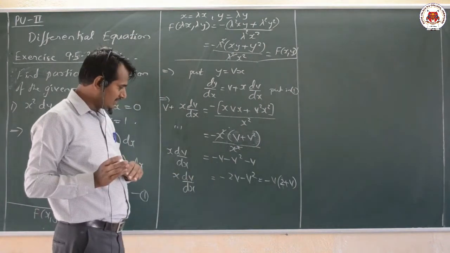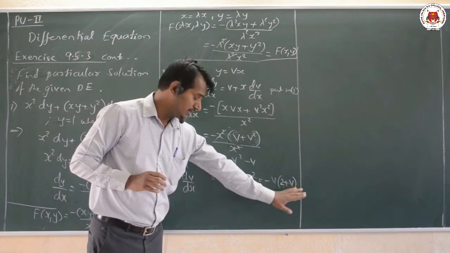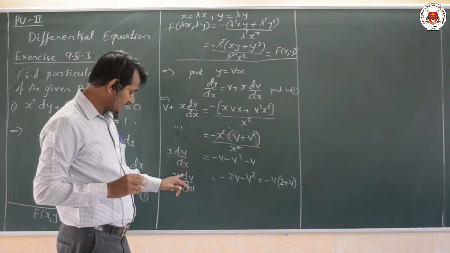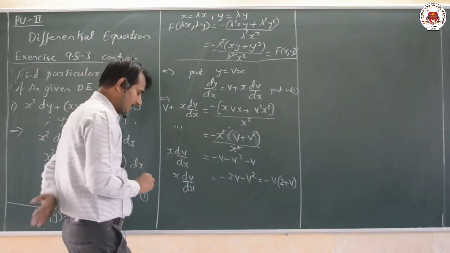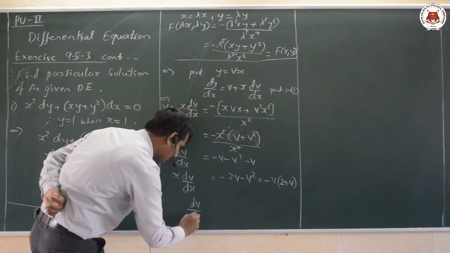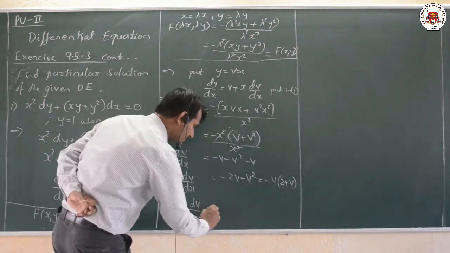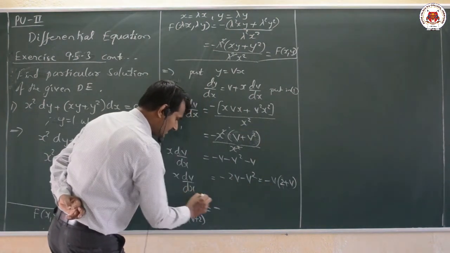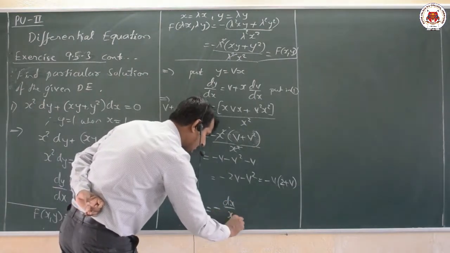Now clearly we can observe that the RHS part is minus v into 2 plus v, only in terms of v. The LHS part is dv by dx into x. By cross multiplication, I can write dv divided by v into v plus 2, which is equal to minus sign as it is, dx I will take to the RHS, cross multiplication, divided by x.